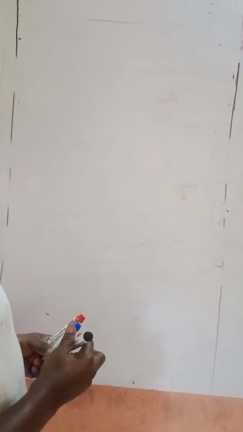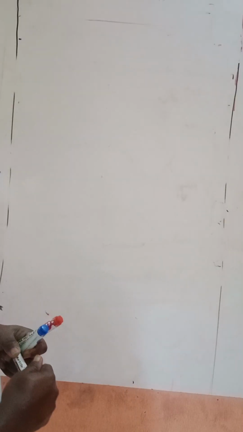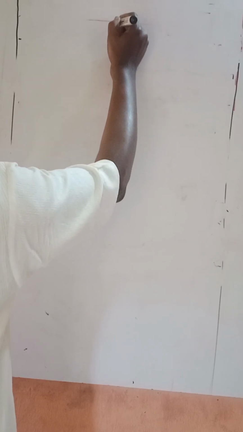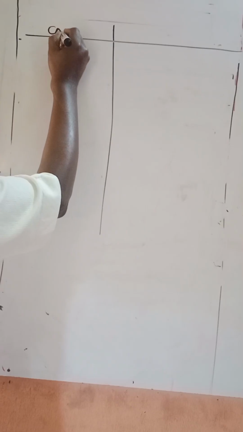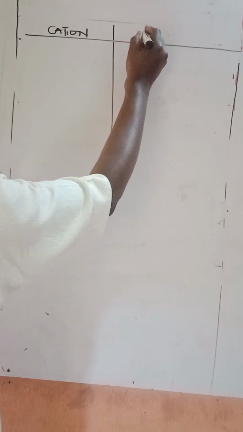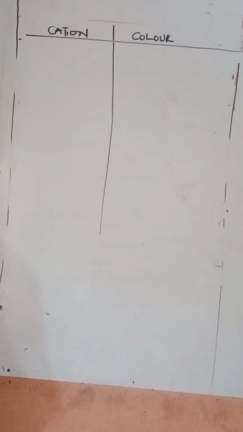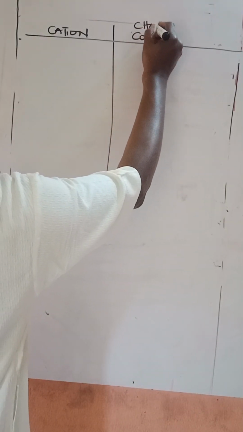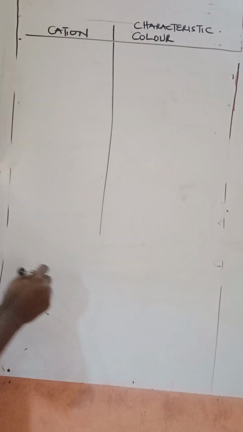It should be noted that every salt burns with an initial color of golden yellow, because each salt contains sodium impurities. So let's see the salt or cation and their respective characteristic color under the flame test.